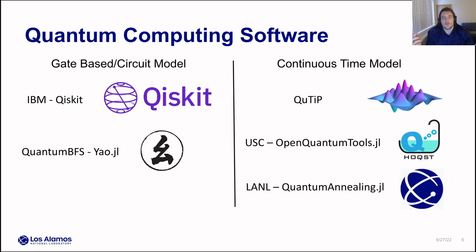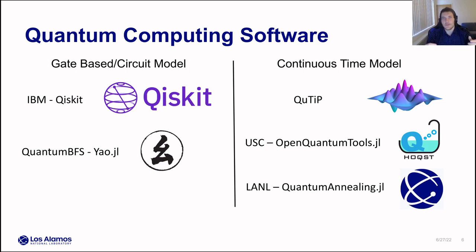So what kind of software is out there? Because you need to be able to model these systems in order to understand what you predict and whether or not your hardware is behaving the way that you expect it to. For the gate-based model, we have software such as IBM's Qiskit, which they use for both submitting jobs to their quantum computers as well as simulating small quantum circuits. To bring it to more of a Julia perspective, we have Quantum BFS's Yao.jl program, which is a very excellent program for performing gate-based simulations, but it's only operating in this unitary computing paradigm.